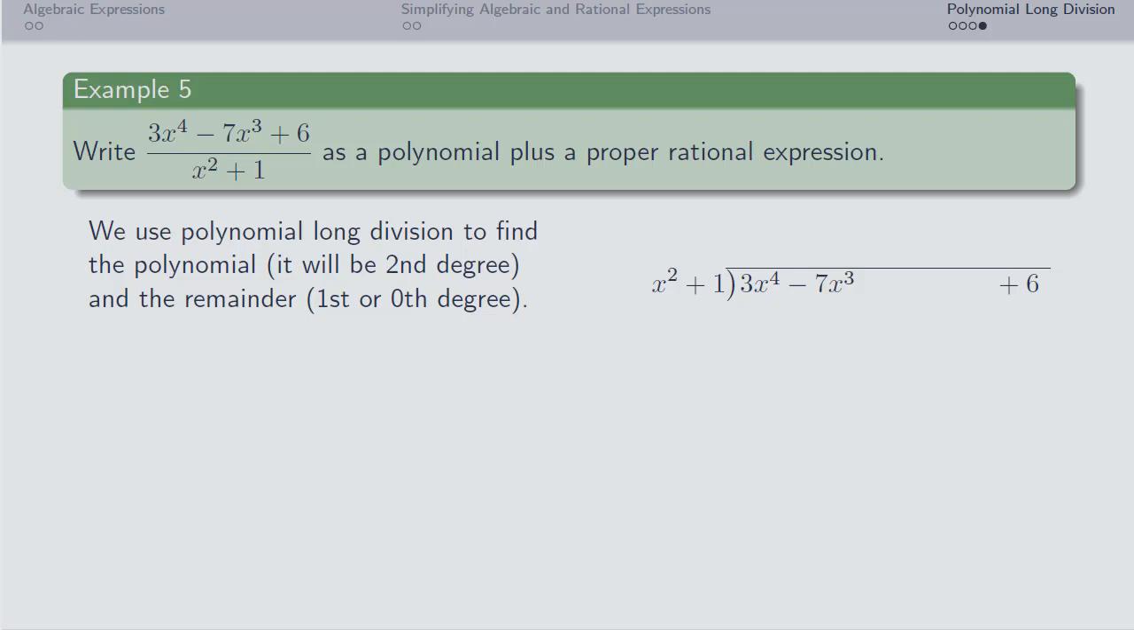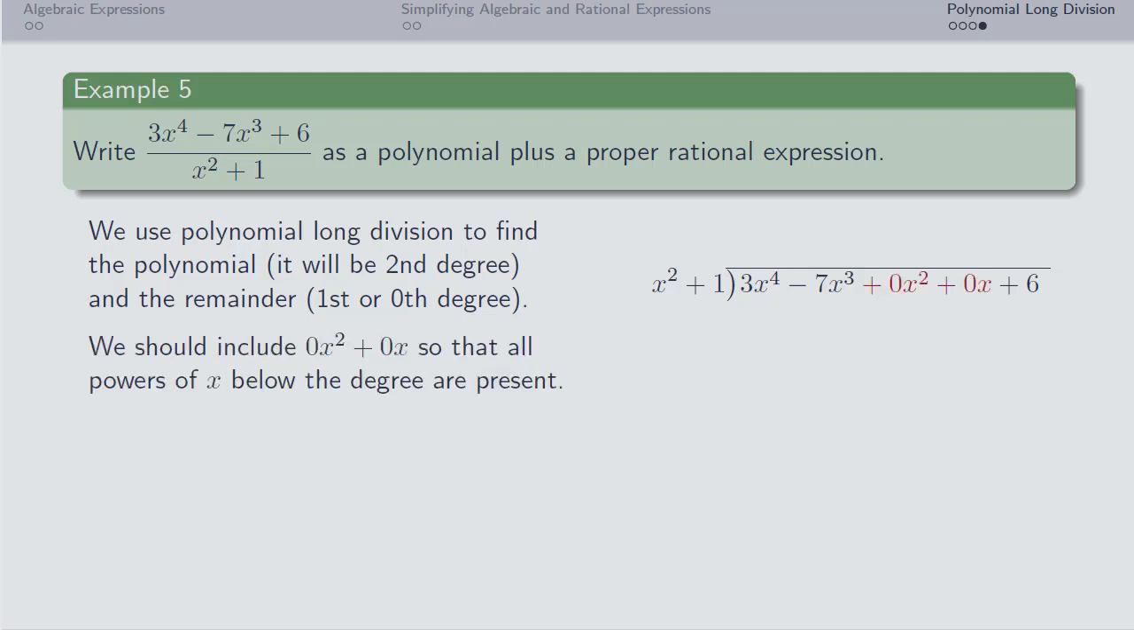All right, so I need to divide x squared plus 1 into 3x to the 4th minus 7x cubed plus 6. I've skipped some space in there because I need to fill in with 0x squared plus 0x. I need all of the powers to be present. In part, that's just so that there'll be the appropriate amount of room in the top. All right, so where do we start?